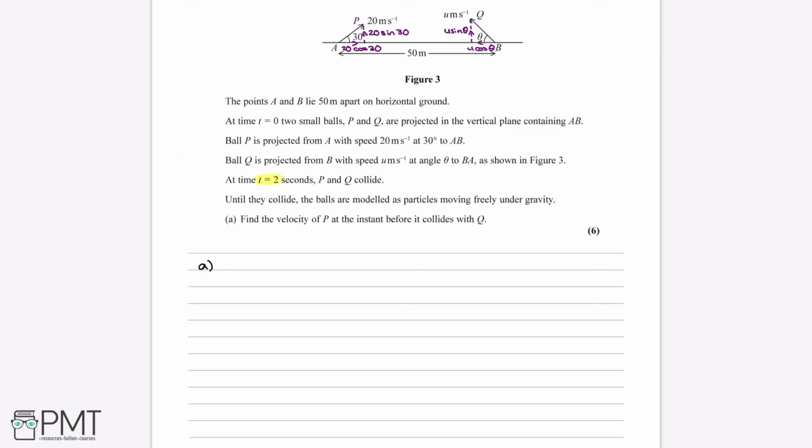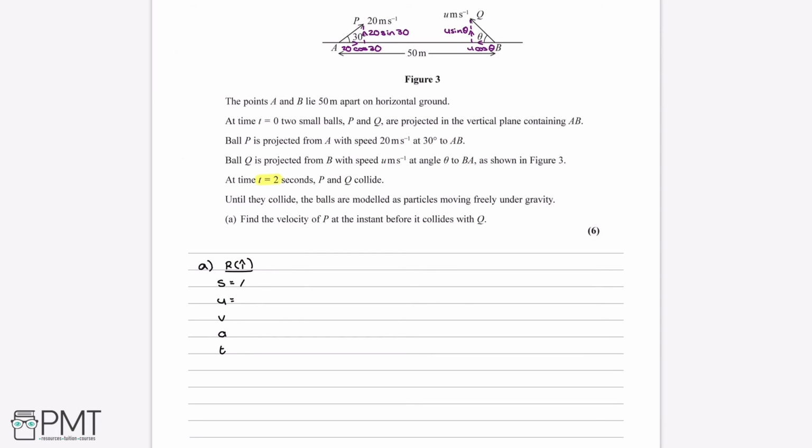But if we start by resolving vertically upwards, and this is all for P, we write out all the terms that could possibly be in any of the 5 SUVAT equations, and then we can just fill in the ones that we know. So S is displacement, and we're not told anywhere in the question what the displacement of P is at any point, and we're not trying to find it either.